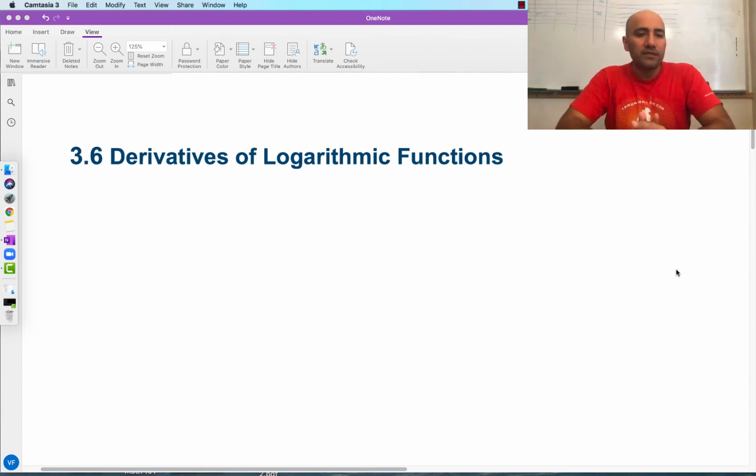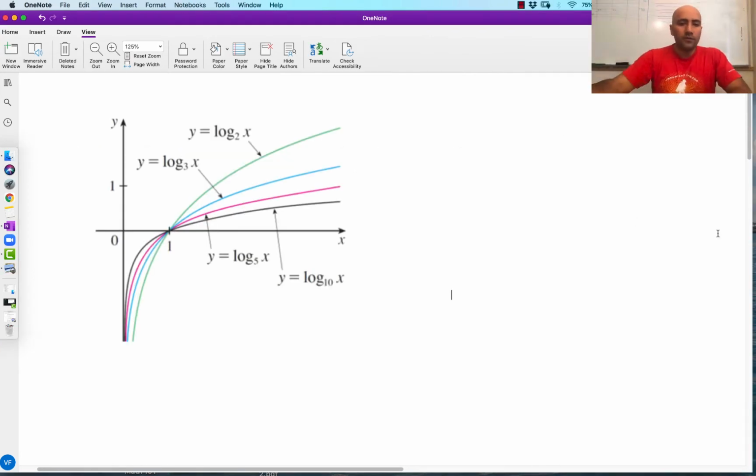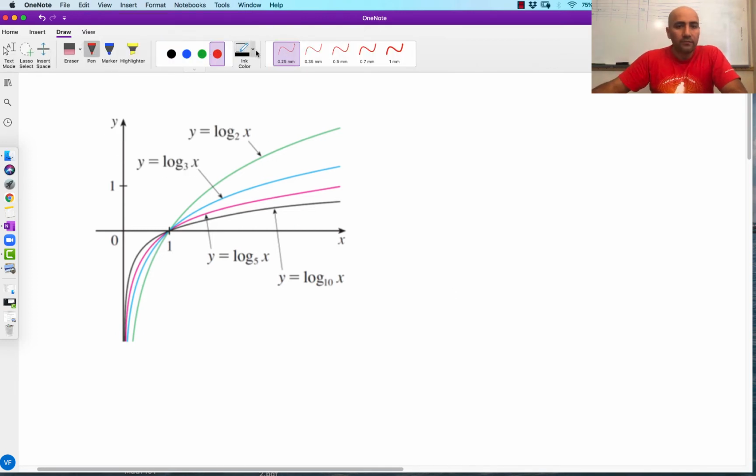Okay, Chapter 3, Section 6, Derivatives of Logarithmic Functions. Here's a nice graphic to remind us of the graphs of logs in general. Remember that the domain of any log function is going to be all positive real numbers.